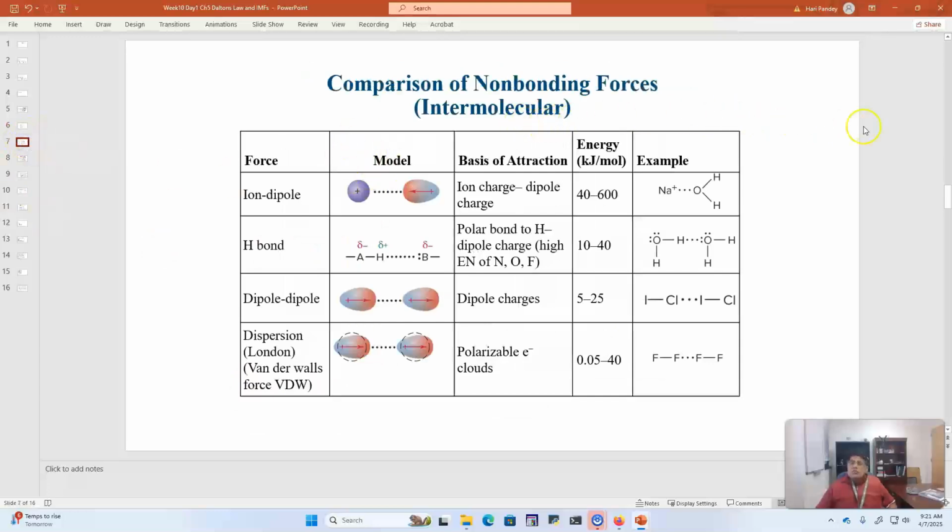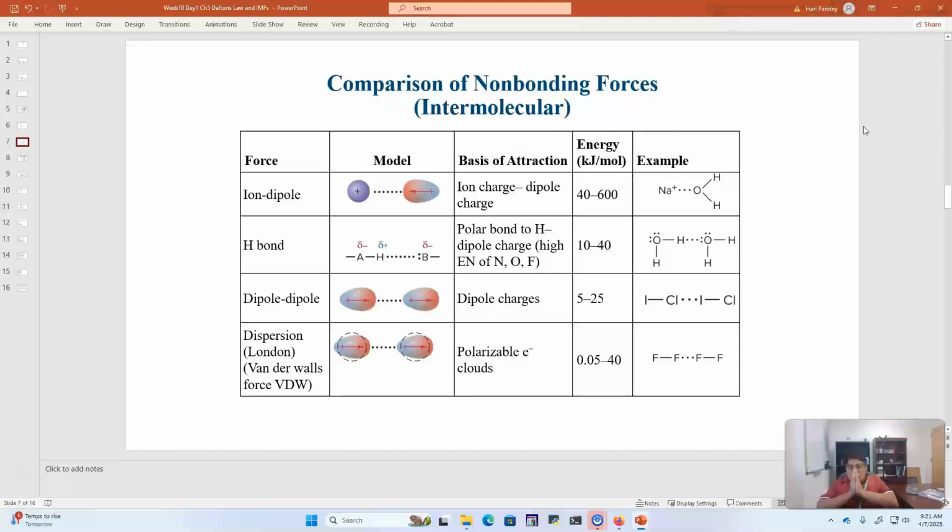Now comparison of the non-bonding forces, we already discussed it, right? What are the four types? So ion-dipole: the basis of attraction is ionic charge and dipole of charge. Energy is 40 to 600. Hydrogen bond is 10 to 40. So what is the hydrogen bond? We will study in a minute. Hydrogen bond means a bond formed between hydrogen and nitrogen, oxygen or fluorine. Its energy is 10 to 40. Dipole is 5 to 25. And the van der Waals force is 0.5 to 40.